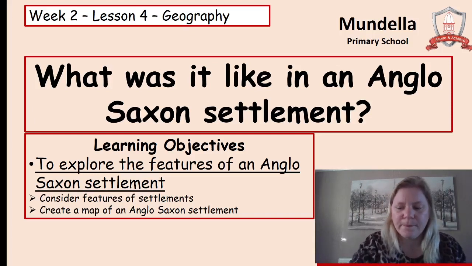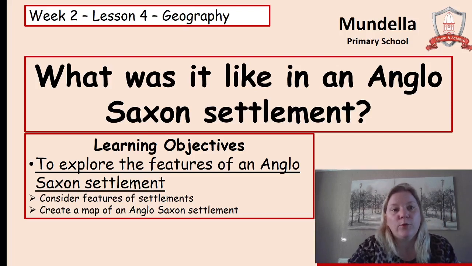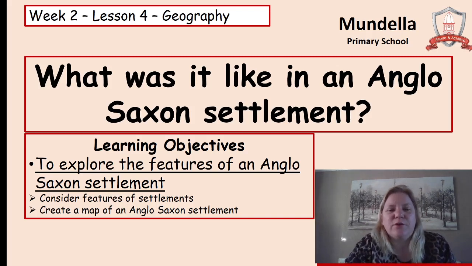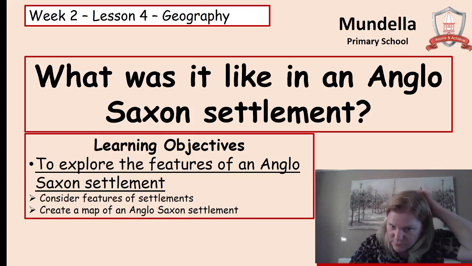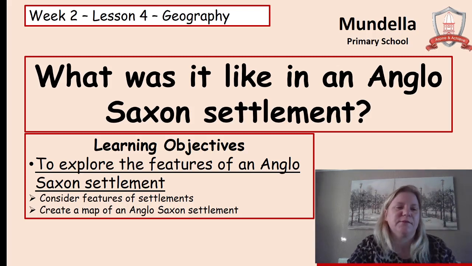Hi there, Year 4. So we're going to do our fourth lesson of the week. Now, I know it's only our third geography lesson, but you did outdoor learning yesterday, so I'm still going to call it lesson 4. So we're going to have a look at what it was like in an Anglo-Saxon settlement today, and it's important that we do that because the land and the settlements will have been very similar in this time as when King Arthur was around as well, or the legend says that he was around.